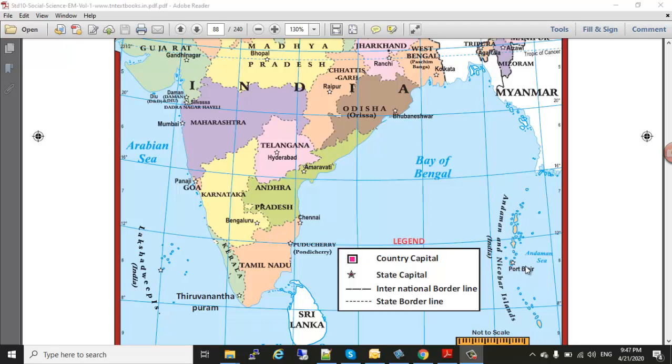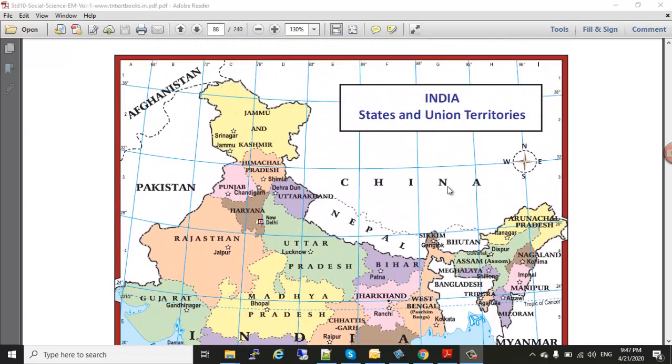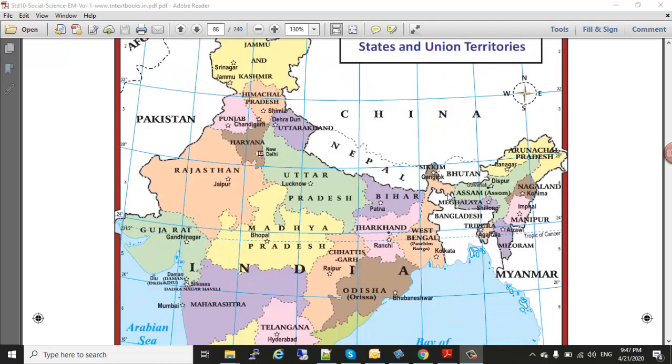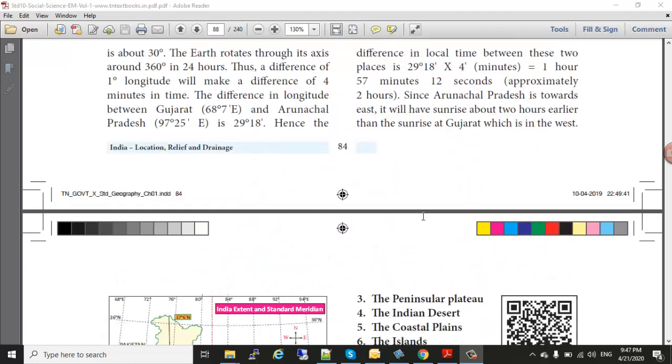The northernmost islands are called Andaman, and the southernmost, you can see this one, the southern part of the island is called Nicobar Island, and this is the capital of Andaman Nicobar. Port Blair is the capital of Andaman and Nicobar. So far we have discussed India, states and union territories, and now we will go to the next map.